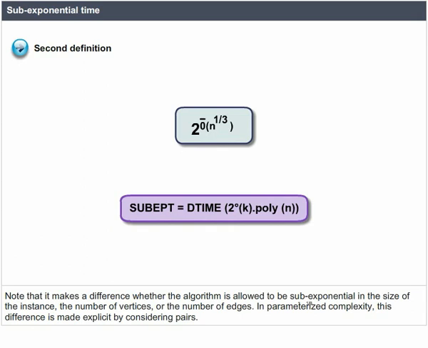Note that it makes a difference whether the algorithm is allowed to be sub-exponential in the size of the instance, the number of vertices, or the number of edges. In parameterized complexity, this difference is made explicit by considering pairs.